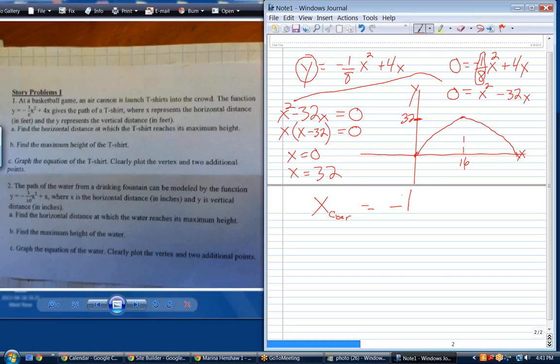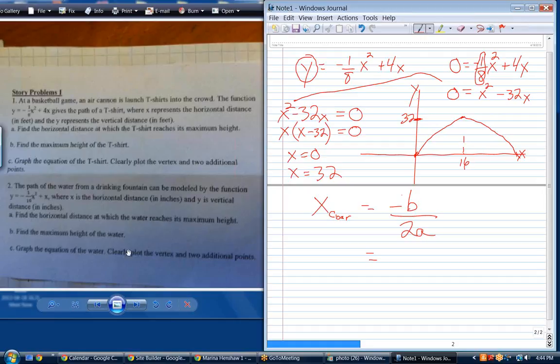Minus b over 2a. So let's plug that in from the equation. Can you read it? Sorry, I'm writing it down.